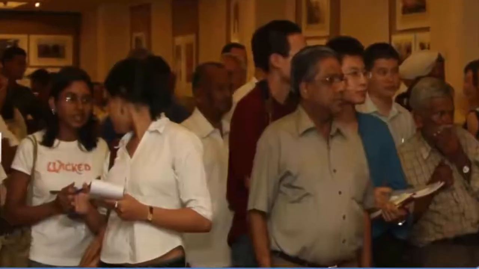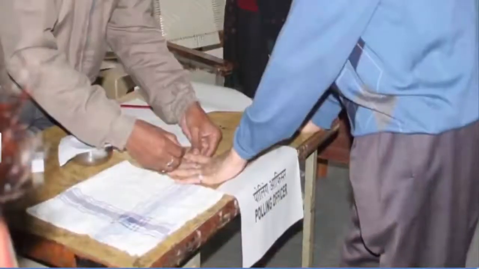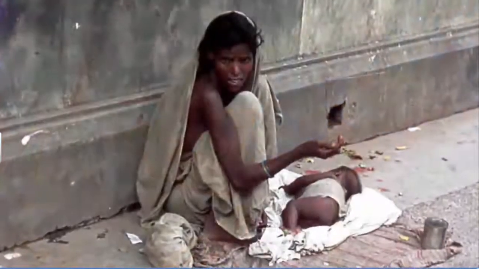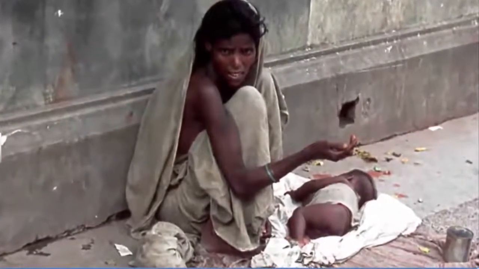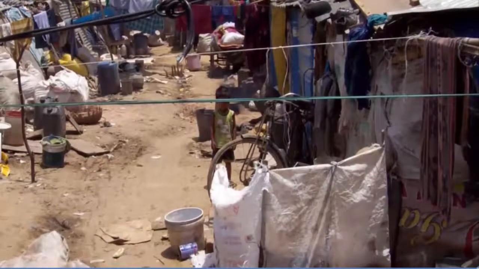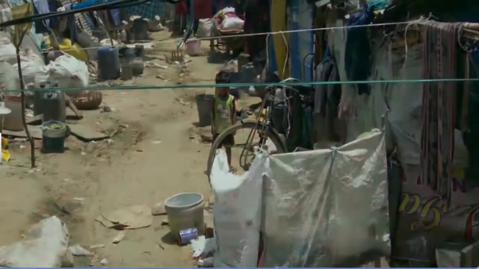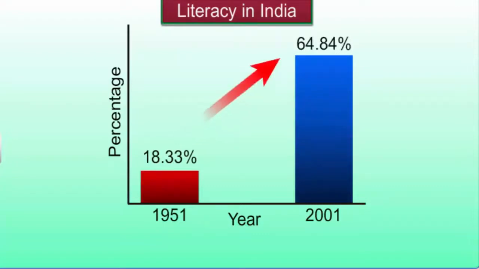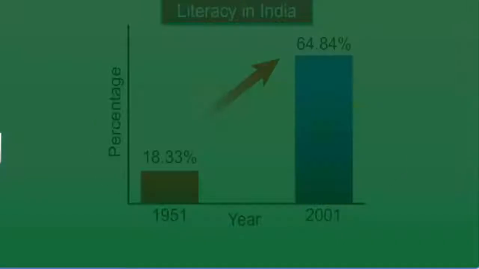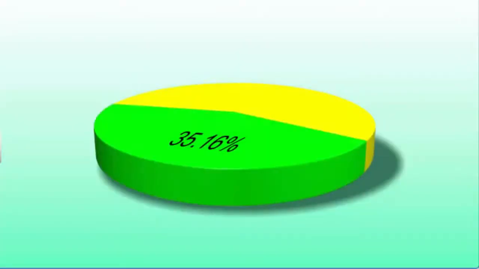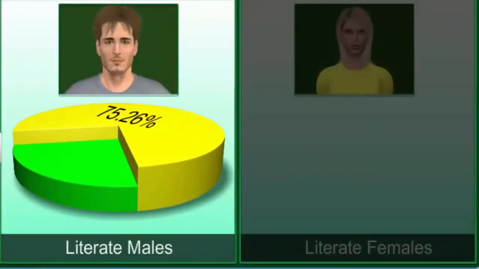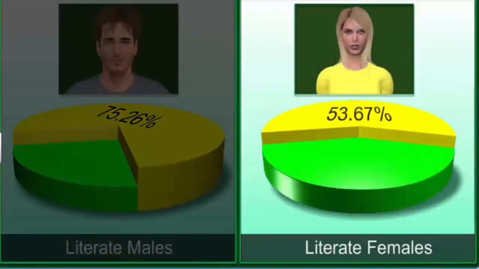An informed and educated citizen can make intelligent choices. On the other hand, low levels of literacy can hamper the economic development of the country. Over years, there has been a steady improvement in the literacy levels in India. As per the census of 2001, the literacy rate of India was 64.84%. 75.26% of males and 53.67% of females in India are literate.